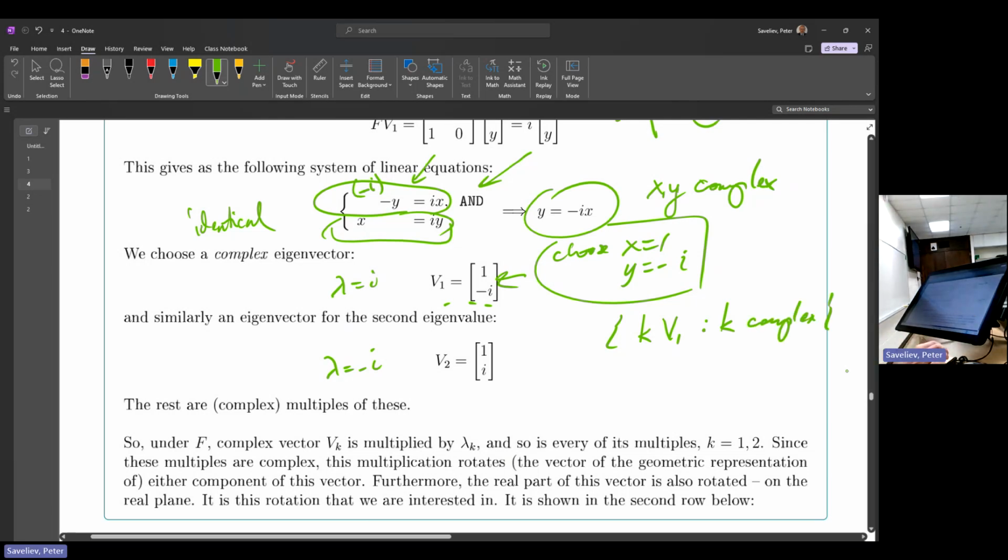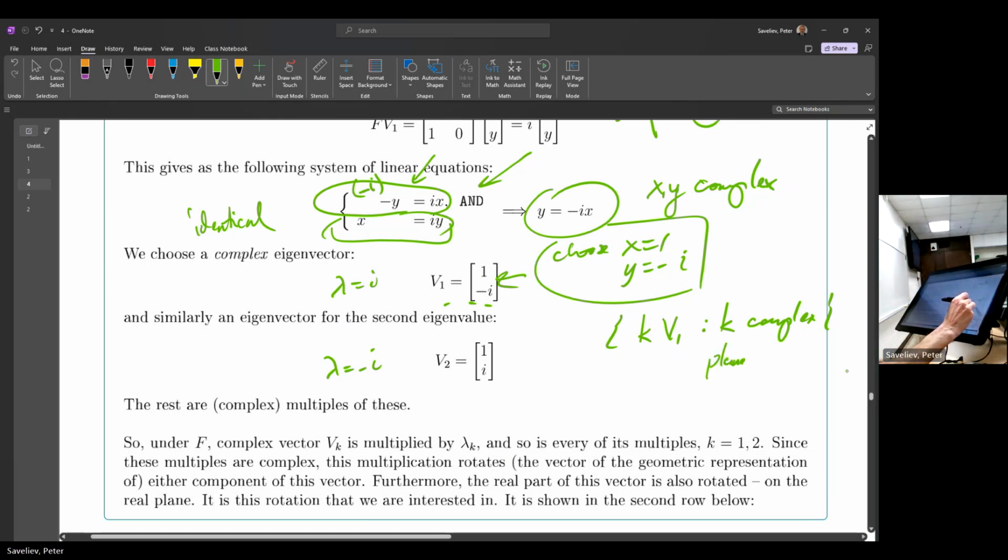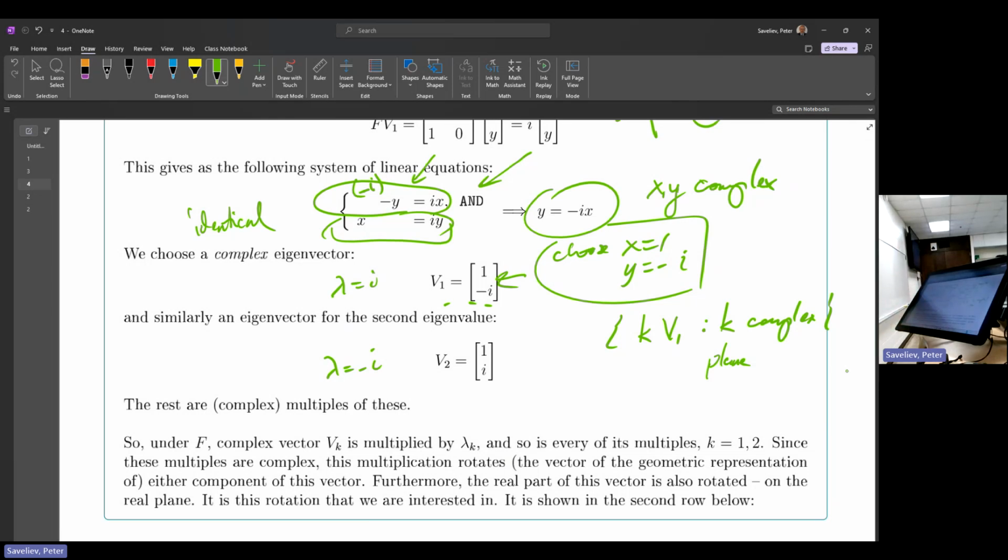So vector v1 remains fixed, and then we take all of its multiples. Beforehand, when k was real, that was a one-dimensional line, and here now, because we multiply by complex numbers, it's actually a plane. So that's the complexity in the imagination. It probably fails right around here.